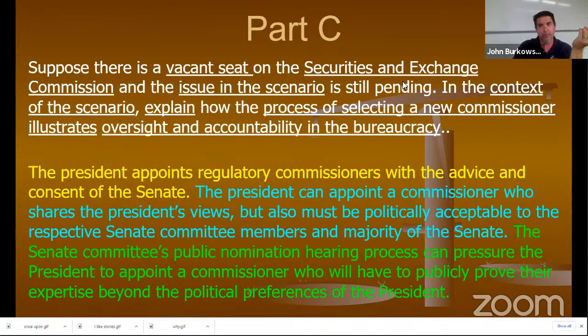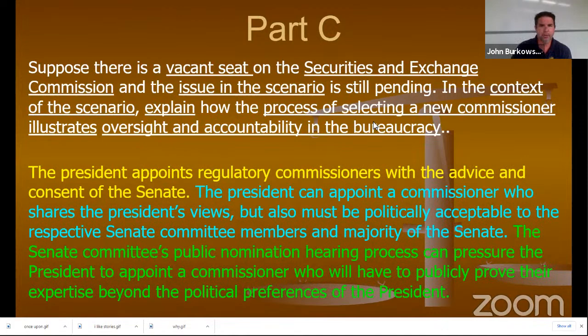It's an independent regulatory agency. You need to understand how those work. And if you come in here knowing that, good. Explain how the process of selecting one illustrates oversight and accountability in the bureaucracy. Who's got the oversight and accountability? That would be the president, but also Congress, right? Particularly congressional committees. The bureaucracy, who are those? Those are those executive agencies.